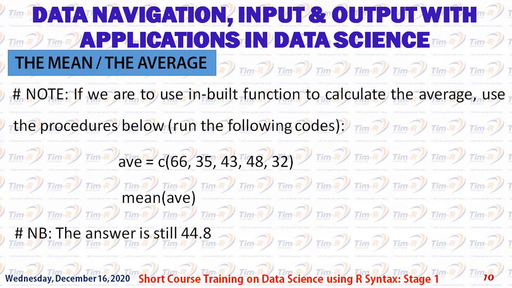Let me hear from you. Type AVE is equal to c, bracket 66, 35, 43, 48, then comma 32, then close the brackets. Now write me, and that me must be small letter, everything must be small letters. me(AVE). Run that code too. You must get the answer 44.8.